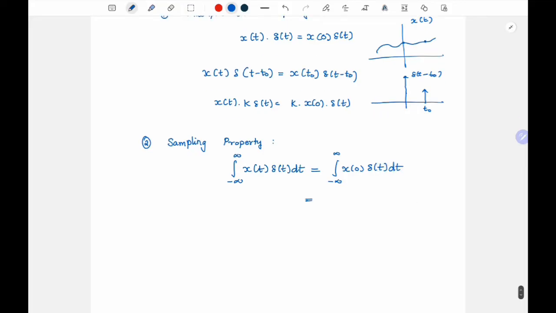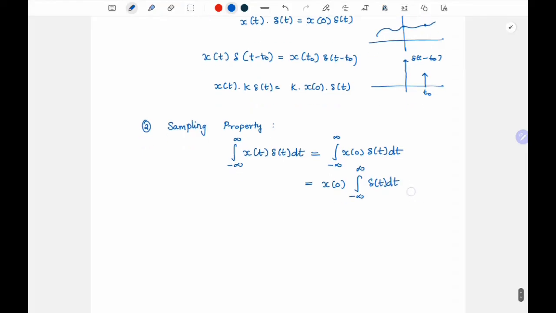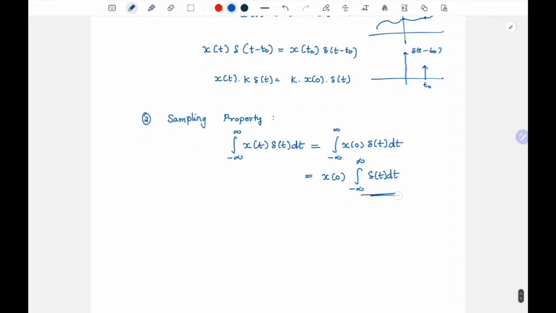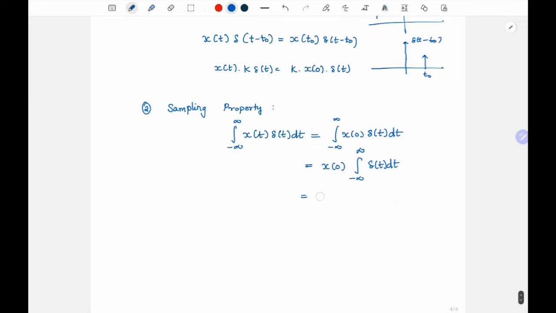And then what happens? So this x of 0 is just a single value. It is going to be a constant. It does not depend on time. So we can take it out. So x of 0 integral minus infinity to infinity delta of t dt. But what is this? This is the area under the impulse, which is nothing but 1 here, correct? Because it is a unit impulse. So it is x of 0 into 1, which is nothing but x of 0 itself.